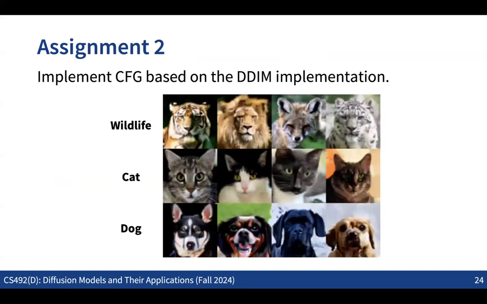Also, one part of the second assignment will be extending your DDIM implementation, incorporating this condition in a way that you can produce the images with these three classes: the wildfire, cat, and the dogs. And we're gonna also provide the data for that. So this is about the second assignment.